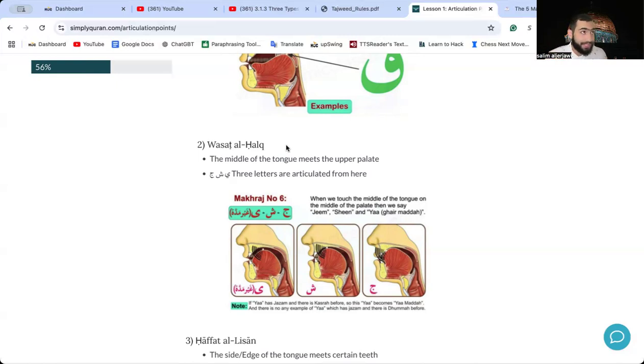Because imagine if you're someone with the letter za, how can we know the exit of the za if you don't know where it is located, in order to know how to pronounce it, and so on and so forth. So if we move on to the middle of the tongue right here.